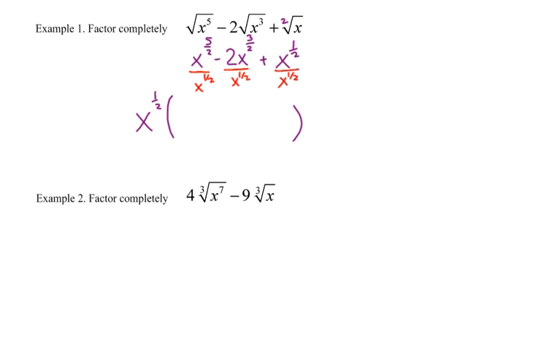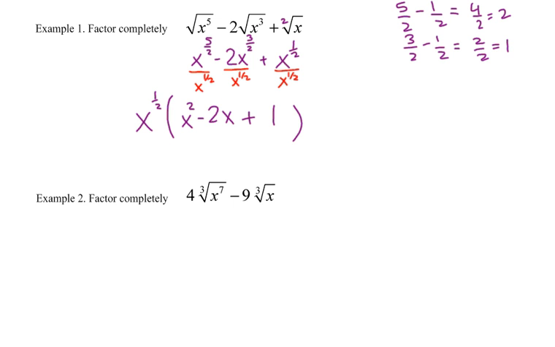Okay, what's 5 over 2 minus 1 over 2? 4 over 2 or 2. Remember, we just subtract the tops, leave the bottom. Okay, so x squared minus, the 2 still goes there, 3 over 2 minus 1 over 2. 2 over 2, which is 1. So just x to the power of 1. This is turning out to be really pretty. And anything divided by itself? 1. Can we factor that?